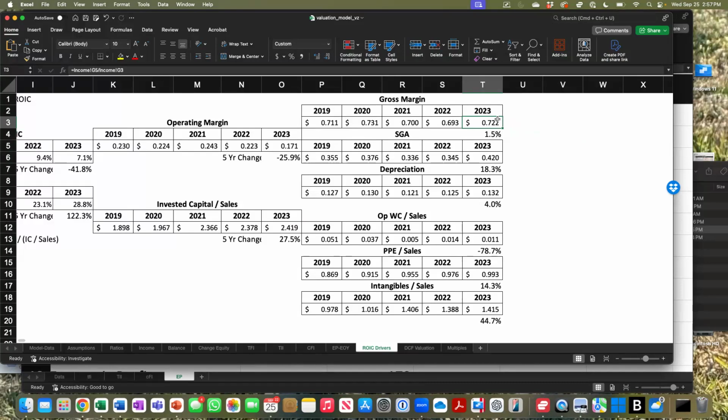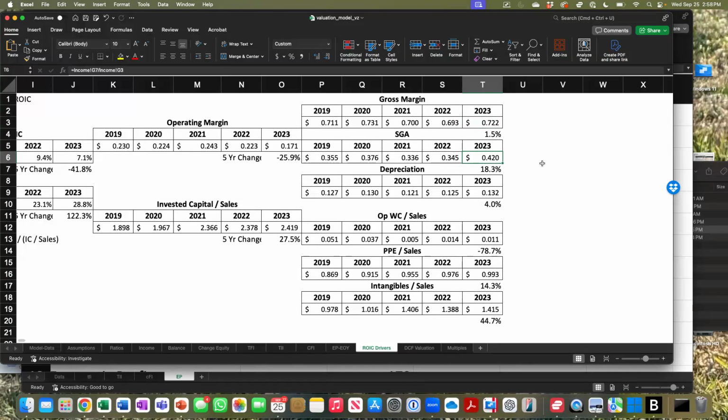Spending on SG&A / overhead. 2019, they spent 35.5 cents on SG&A per dollar sales. 2023, they're spending 42 cents per dollar on SG&A / overhead. That's what's killing their margin. They're spending 6 cents more on marketing and sales and overhead, admin costs, to sell you the product.